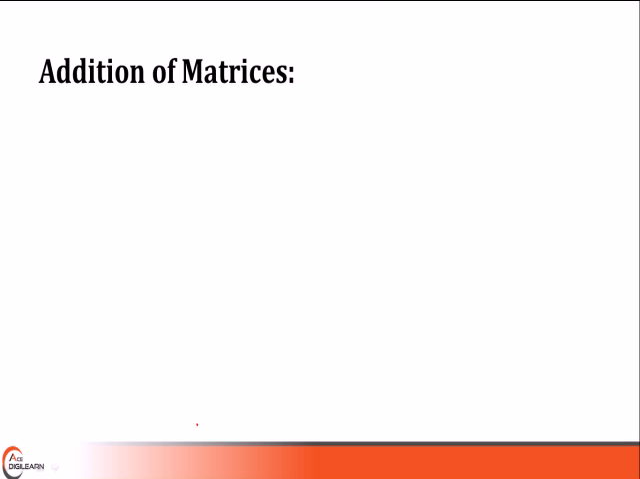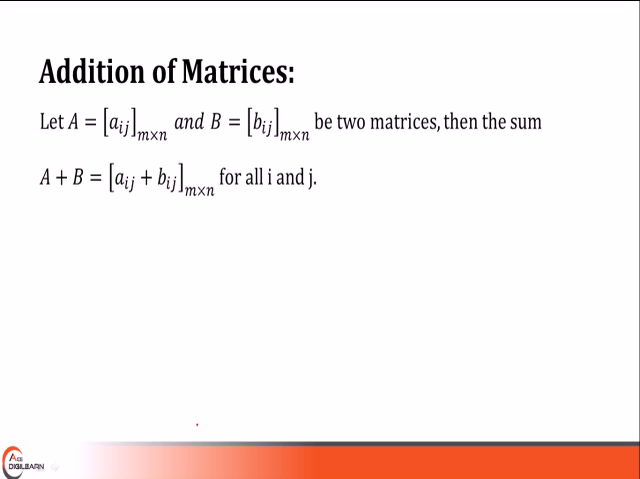Next, let us discuss about addition of matrices. Addition of matrices is possible if the matrices are of same order. You can look at the matrix A equals Aij of order m by n and B equals Bij of m by n. You can see the orders of both the matrices are same. So matrix addition is possible. So the matrix A plus B can be written as Aij plus Bij, which is of same order m by n.